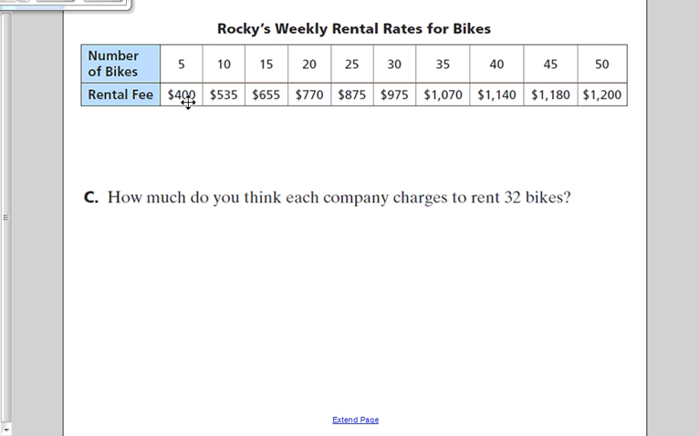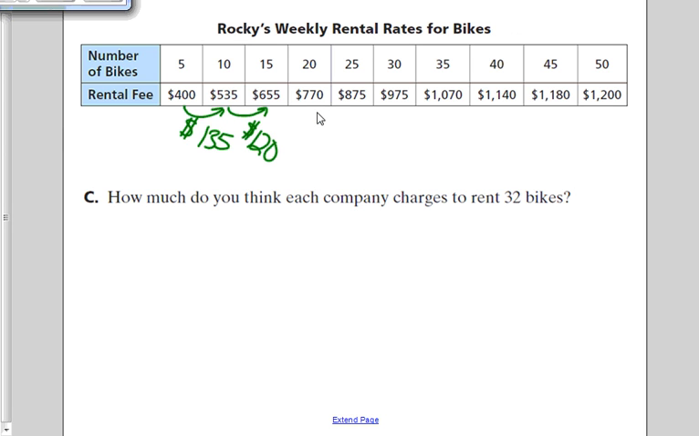Okay, so you might think 400 divided by 5, this would be the cost of each bike. That's $80 per bike. So if I would rent another bike, it would be another $80, or another bike, it would be another $80, but it's not. Okay, look at the pattern here. 400 to 535, that's going to be $135. 535 to 655, that would be $120. And as you continue on, 655 to 770, that's $115.